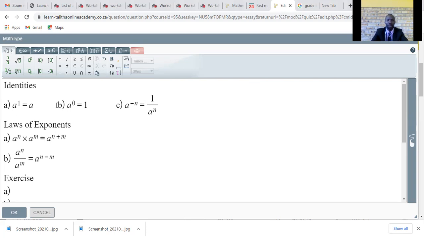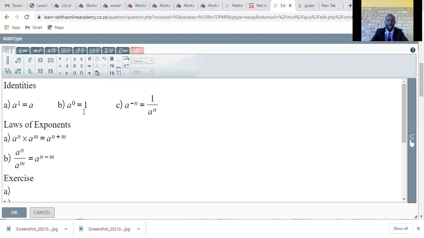Then the second identity is that any number with exponent 0 gets to be reduced to 1. Any number with exponent 0 equals 1. So you can think of any number or any letter, okay? You could think of 5, you could think of 3. So 3 exponent 0 is 1. 10,000 exponent 0 is 1. X exponent 0 is 1. 335 exponent 1 exponent 0 is 1. Any number with exponent 0 becomes 1 or it's equal to 1.